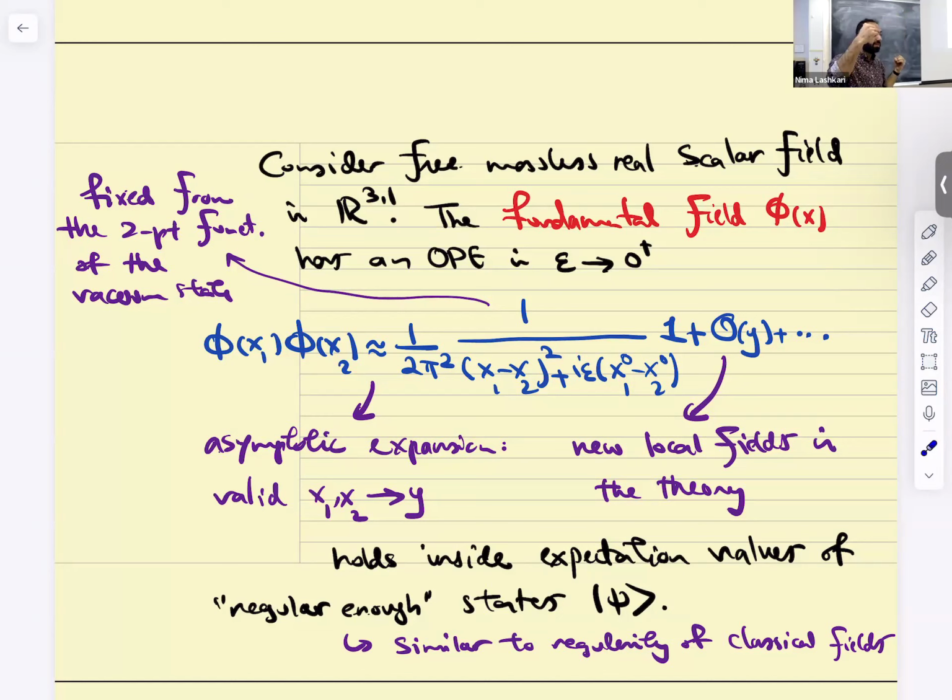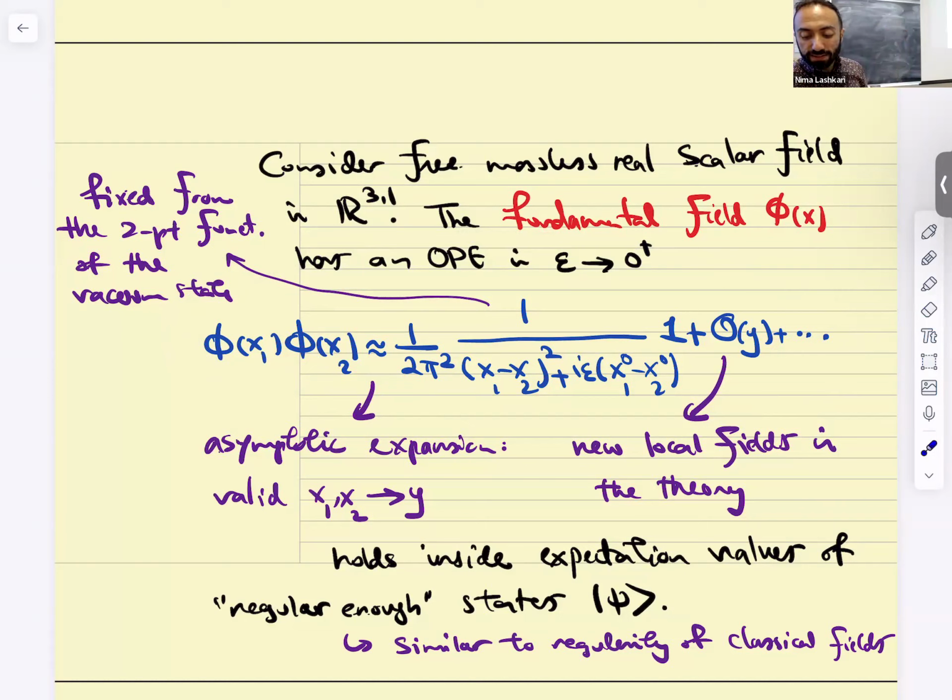This is an operator statement. It's also an asymptotic statement. It doesn't literally hold as an operator statement because these are not operators, but it's an asymptotic statement, meaning that to make sense of this, you want to stick this inside expectation values. These are formal relations we could use inside expectation values, but expectation values of nice states, not every state. These kinds of relations are called the operator product expansion because we're taking the product of quote unquote operators.